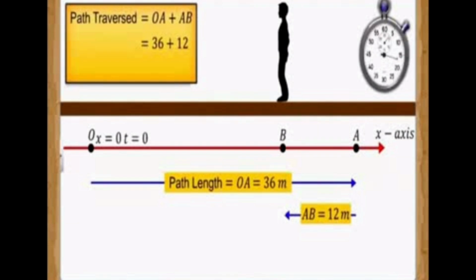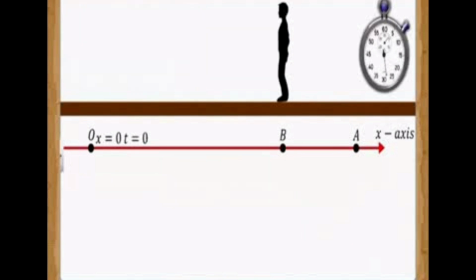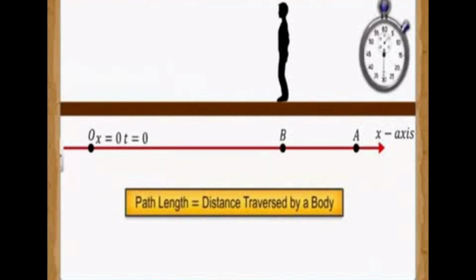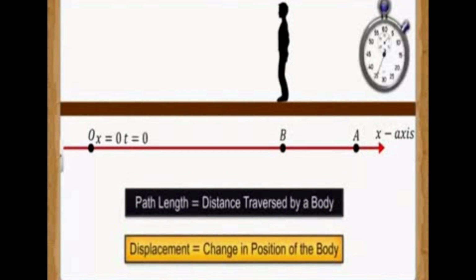So you will get the total value of 48 meters, 36 plus 12. So this is called the distance. Actual path traveled by an object is called distance. That is also called path length, or equal to the distance traveled by the body. So path length and distance are equal.